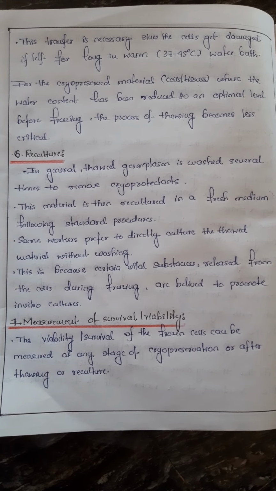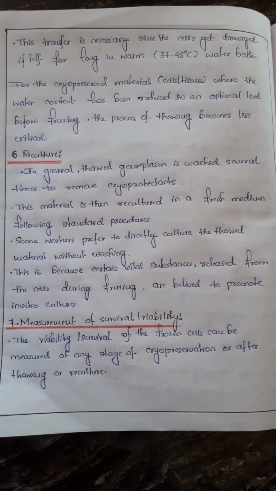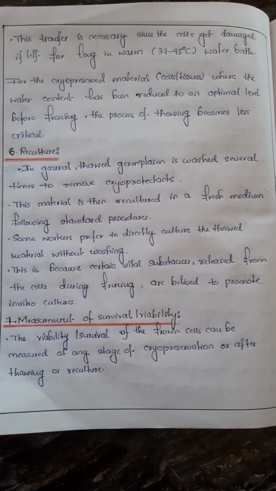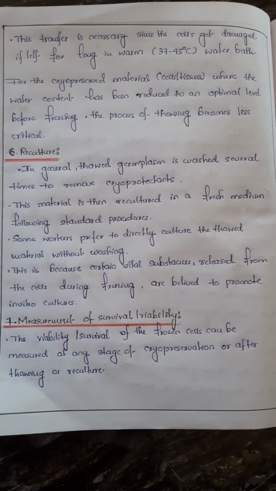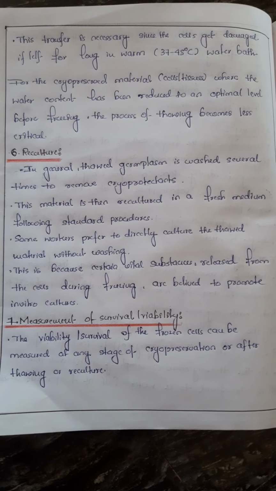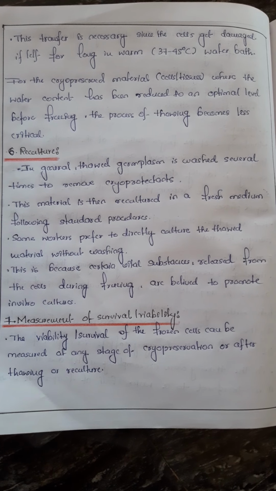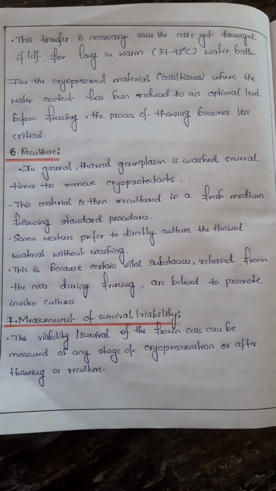Sixth one is reculture. In general, thawed germplasm is washed several times to remove the cryoprotectants. Then the material is recultured in a fresh medium following standard procedures. Some workers prefer to directly culture the thawed material without washing. This is because certain vital substances released from the cells during freezing are believed to promote in vitro cultures.